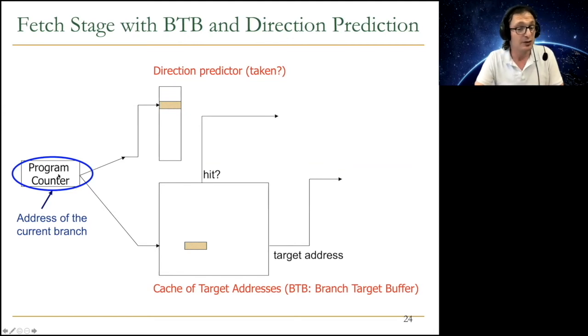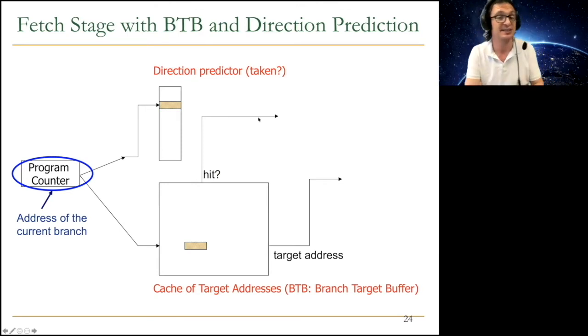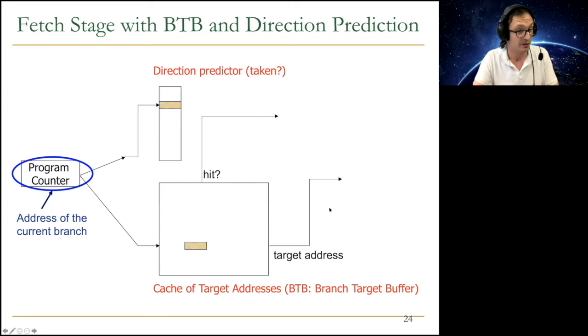But if you actually get a target address, if you actually hit in the structure, meaning the cache of target addresses says, oh, I have something for that program counter. I've executed that program counter before, and I've calculated the target address, and I've inserted it here. And now I can give it to you immediately. And here it is. So this access hits in my structure. Then you can use the target address of the branch.